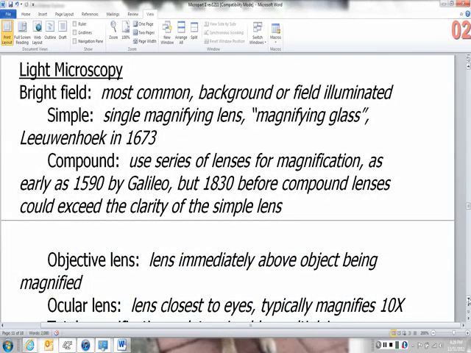A simple microscope uses a single magnifying lens, similar to what we consider a magnifying glass today. This was what was used by Leeuwenhoek in 1673. Compound microscopes use a series of lenses for magnification. This type of lens was in use as early as 1590 by Galileo, but it was not until 1830 that the clarity of a compound lens could exceed the clarity of a simple lens. Compound microscopes are widely used today.